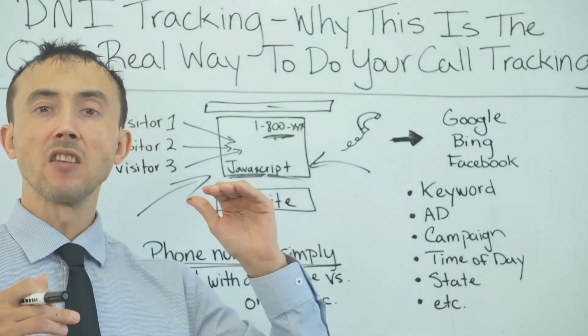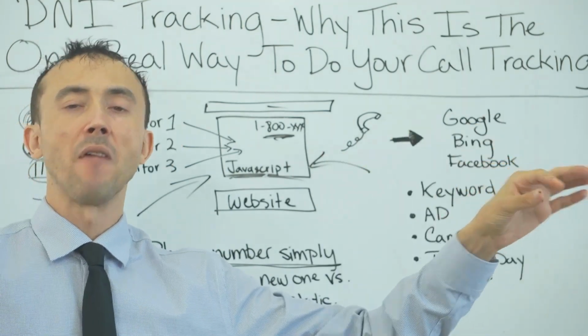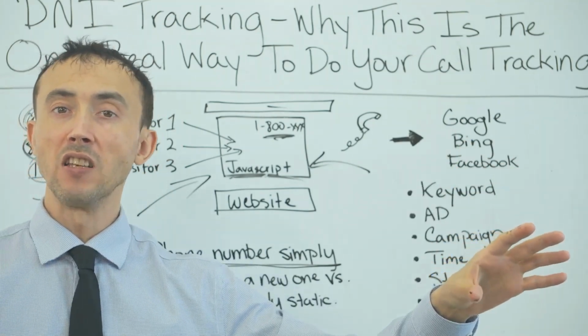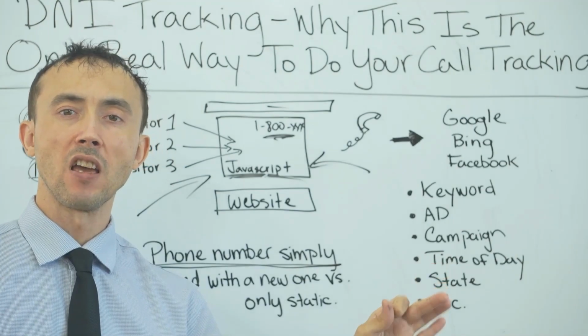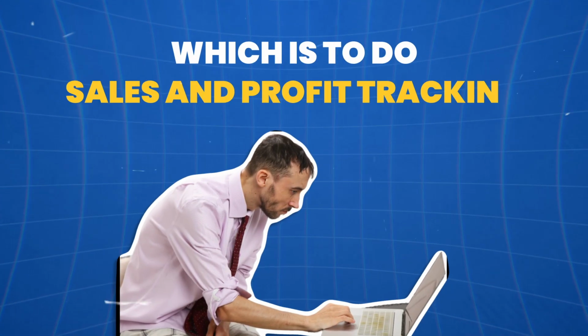When you can take this all the way and optimize for profit, calls that drive the highest profit, versus just any call, which optimizing for any call gives you at least double the results. You're going to make 5 to 10 times the results over static call tracking when you take it to the fullest extent you can, which is to do the sales and profit tracking.